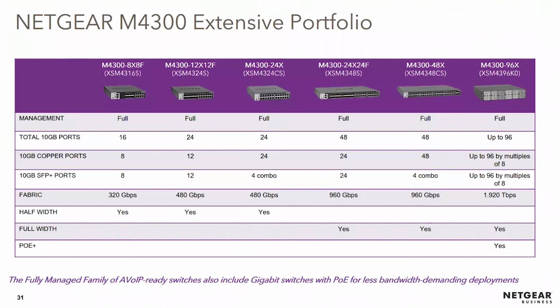And I'm going to spend a little bit of time on the M4300-96X on the right-hand side, which is very unique because this switch, as you can see here, is totally empty. There's no point with an empty switch, but the good news is that it's a modular platform and you can scale by multiples of 8, from 8 to 16 to 24 to 32, up to the 96 port count for larger AV over IP installations, including copper, fiber, and Power over Ethernet.